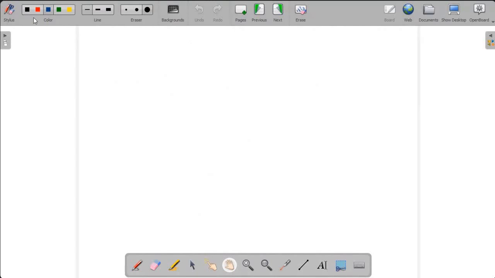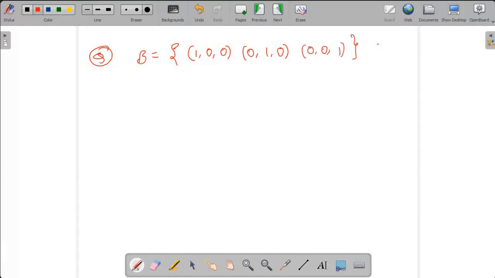Next, let's look at one more. This time, let me use B. B equals (1, 0, 0), (0, 1, 0), (0, 0, 1). This is a subset of R3. Now I'd like to see what is the linear span of B. It means, what is the vector space generated by these three vectors?